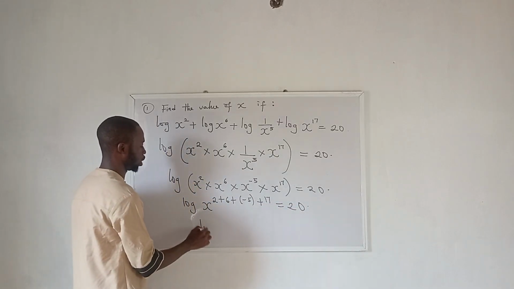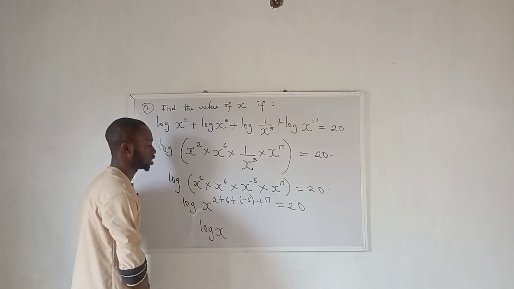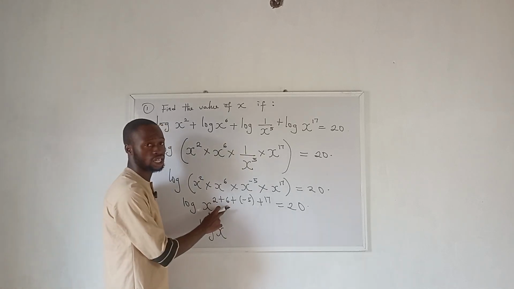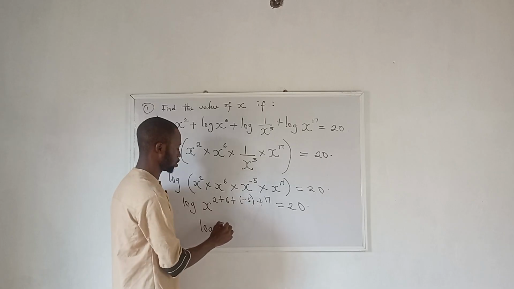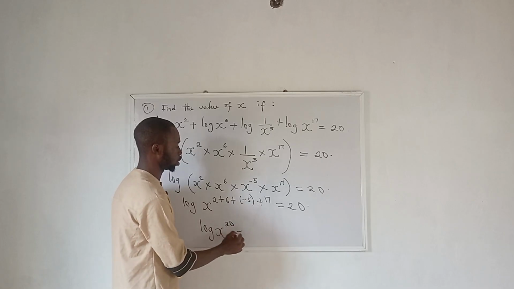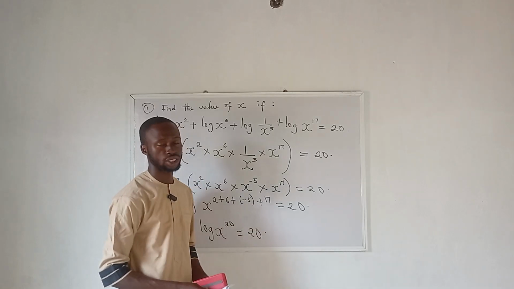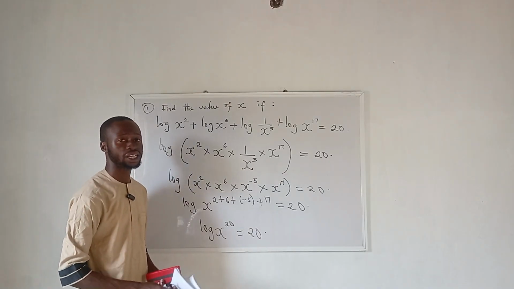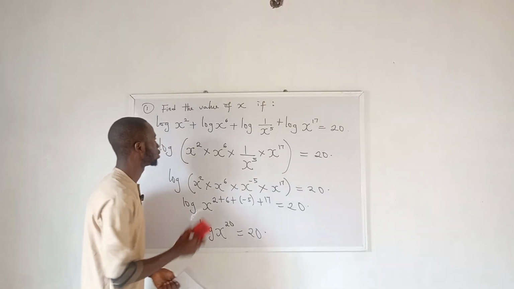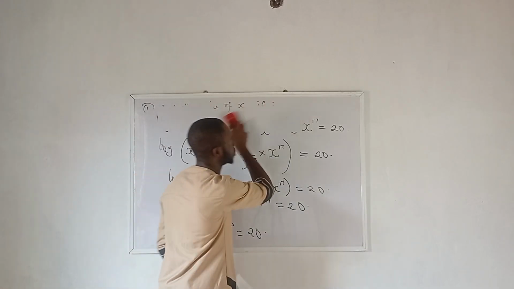Moving on from there, we'll have log x. Now let's sum this together. We have 2 plus 6 is 8. 8 minus 5 will give us 3. Then 3 plus 17 will give us 20. So we have log of x raised to the power 20 equals 20. From here, we should be getting to our answer so that we can find the value of x. So let's do that up here.